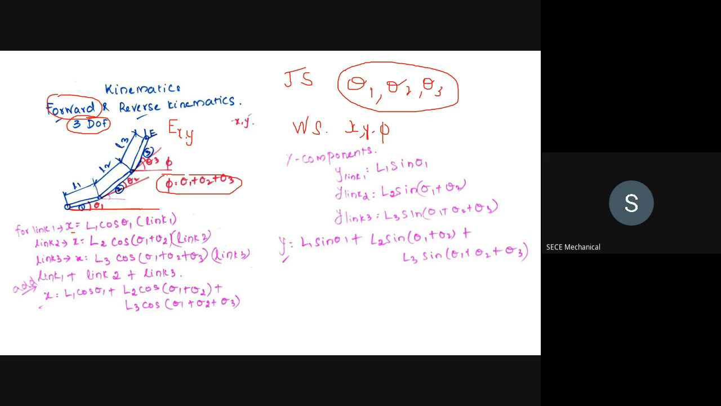We know the value of x. This x is related to its adjacent side. So here we can say it as L1 cos theta 1. So it is the link length. It is for x for the link 1.